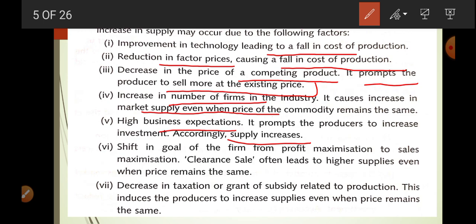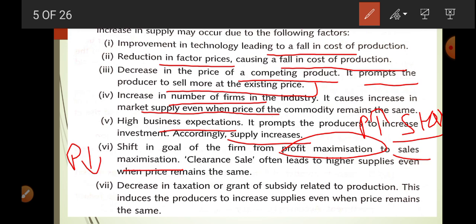Shift in the goal. If a firm is starting, it has profit maximization, meaning high price and less supply. That was its goal in the beginning, but now its goal has become sales maximization, meaning price is going to be low and sales more. If this becomes the goal, then in this case supply is going to be increased.